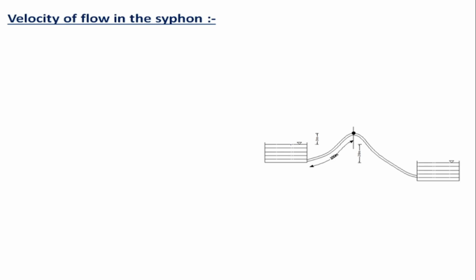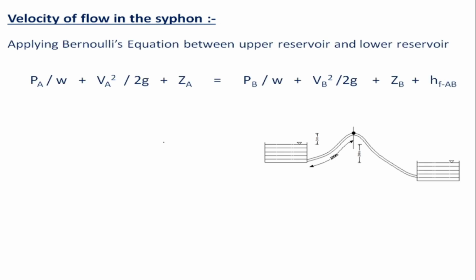Now, applying the Bernoulli's equation in between the water reservoirs, we know the total energy at upper level water reservoir is equal to total energy at lower level water reservoir. PA by W is the total pressure energy at this point and VA square by 2G is the velocity head. ZA is the datum head. This is upper level reservoir A, this is lower level water reservoir B, which is equal to PB by specific weight of the liquid, pressure head at B, this is velocity head at B. ZB is the datum head. HFAB is the loss of head due to friction in A and B.